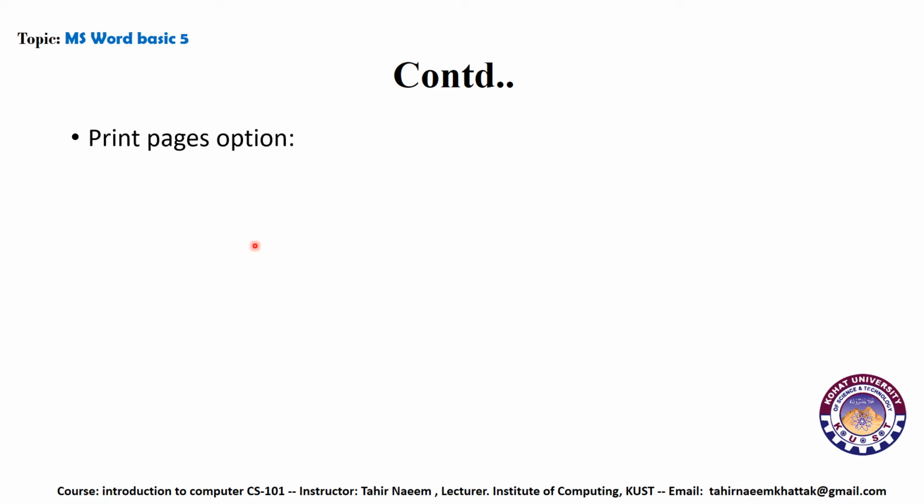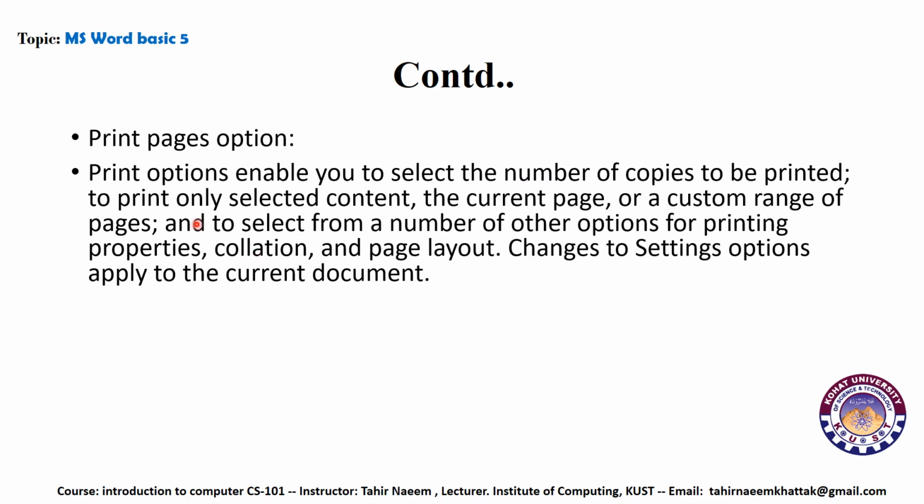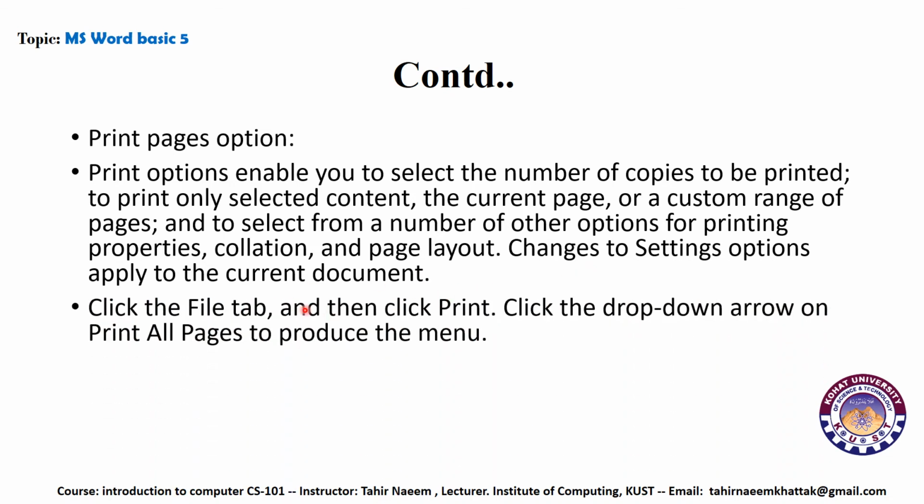Print pages option. Print options enable you to select the number of copies to be printed, to print only selected contents, the current page or a custom range of pages, and to select from a number of other options for printing, properties, collation and page layout. Changes to setting options apply to the current document. Click the File tab and then click Print.